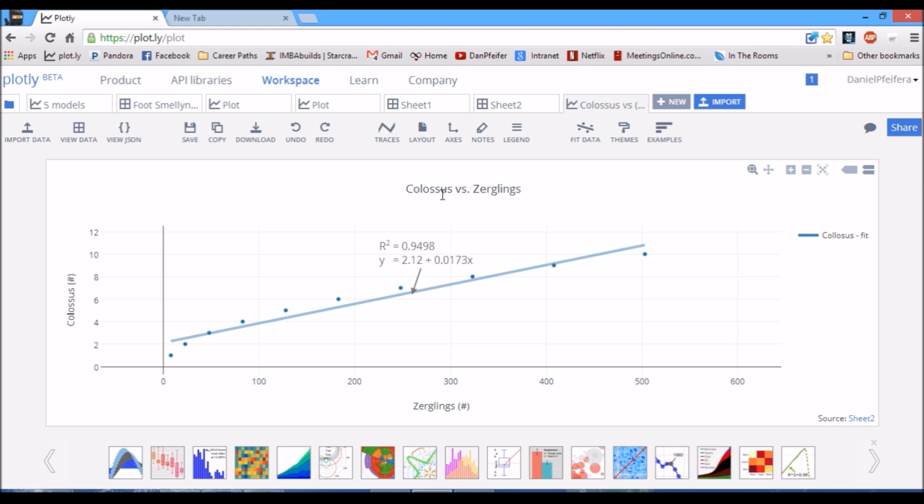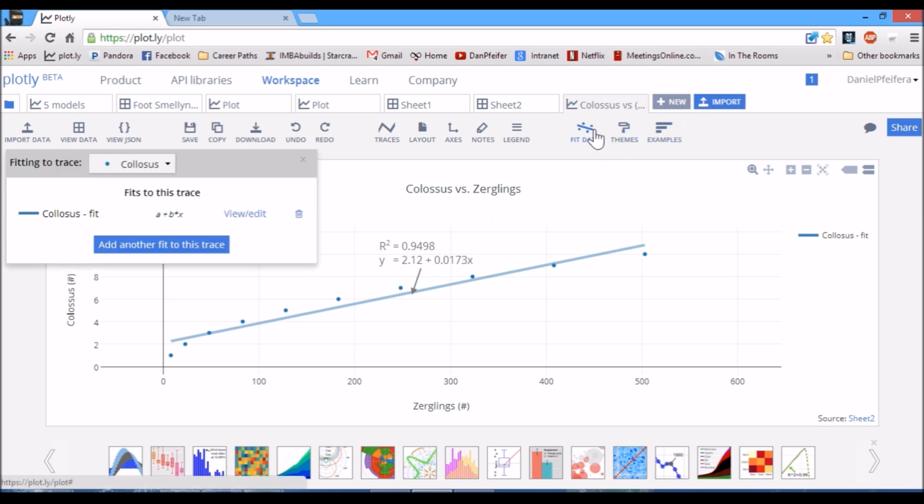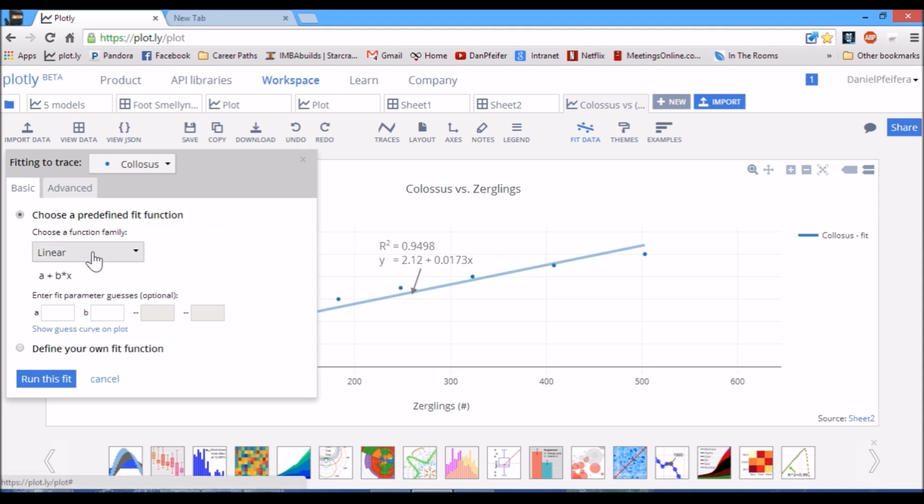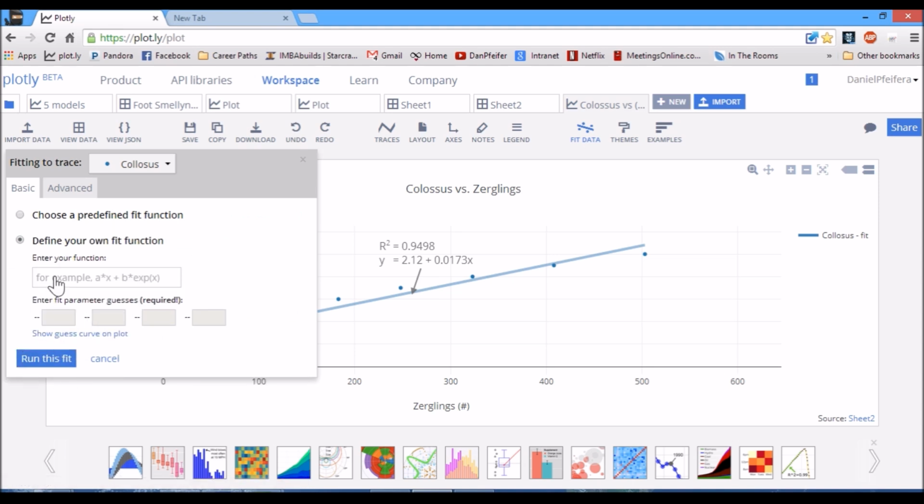I've already gone ahead and put in a linear fit. We can see that it's not a great fit with 0.94 r-squared value, and we see that the line doesn't really match up with the points. So from our previous section, we know that this is a y-squared or square root function. Currently, Plotly doesn't have a defined square root function in here. So what we can do is define our own function.